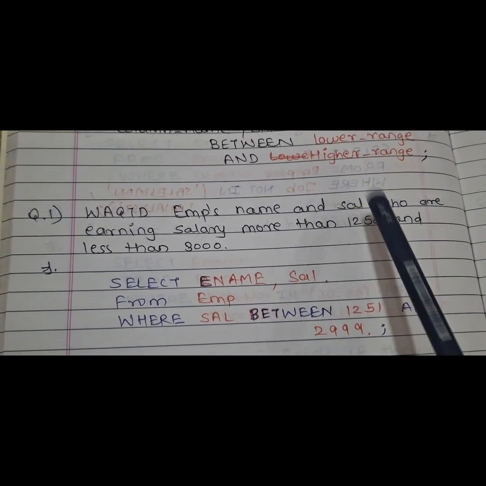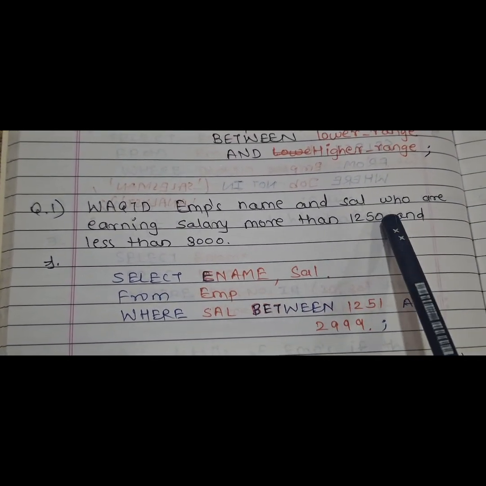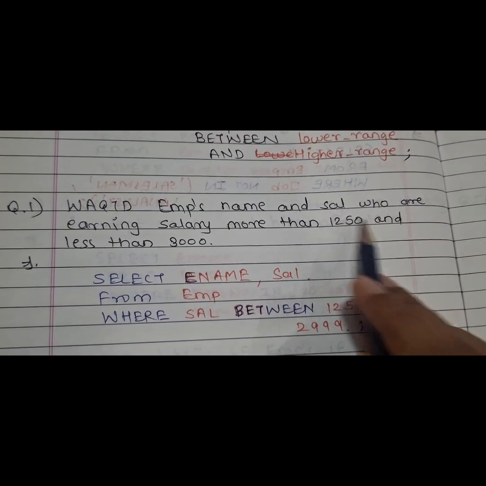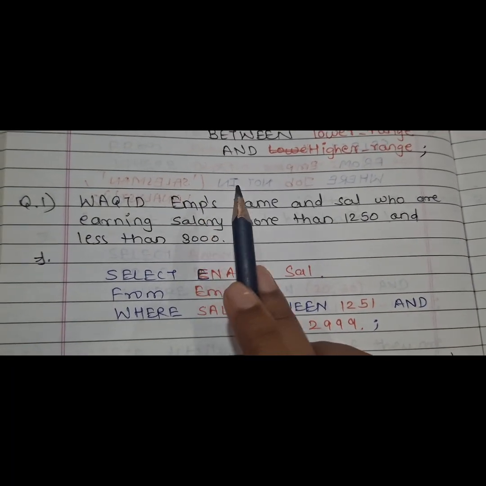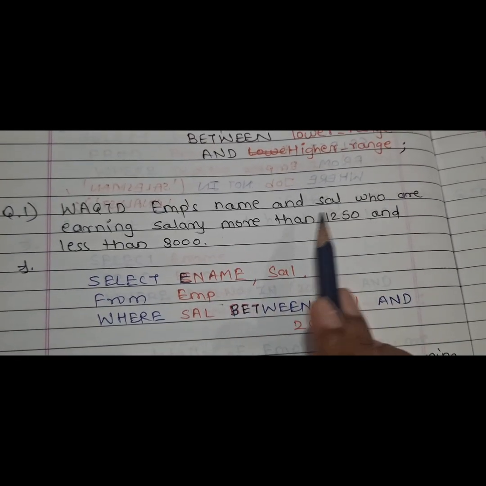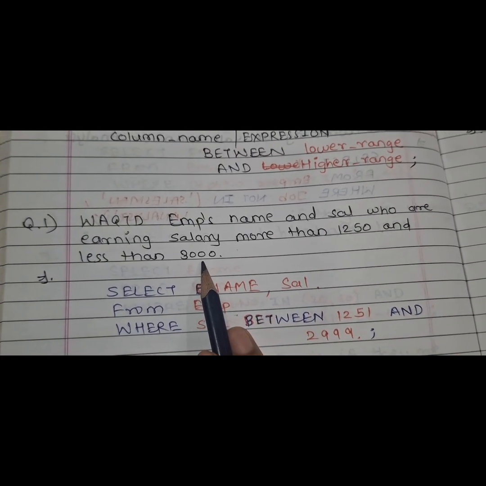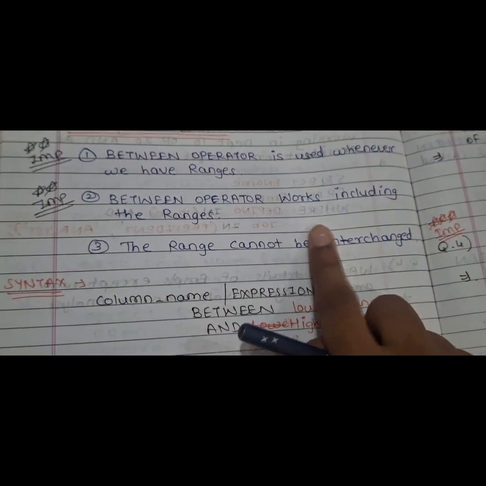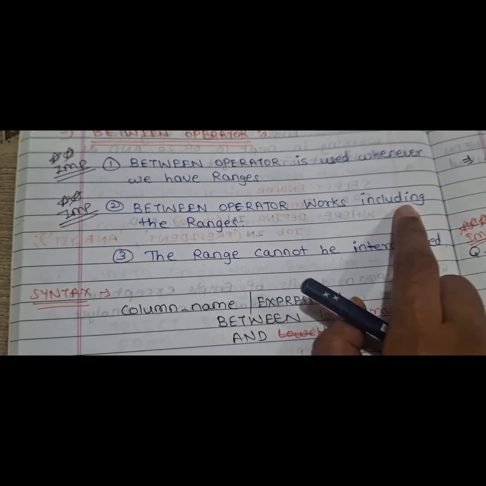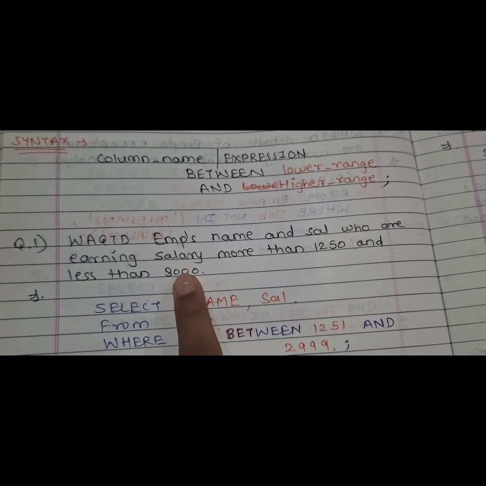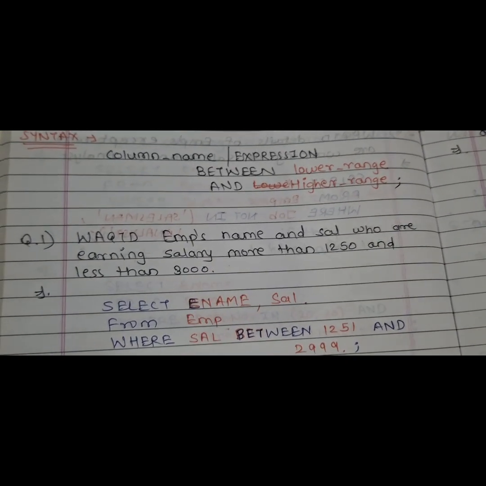Write a query to display employee name and salary who are earning salary more than 1,250 and less than 3,000. So lower range is 1250, higher range is 3,000. What do I have to display? Employee name and salary from employee table where salary between 1250 and 3,000. But what is it saying? More than 1250. But we already know what between operator does. Between operator includes the ranges. So instead of 1250, what will I use? 1251. And 3,000 also we don't have to include. So what we will do? 2,999.